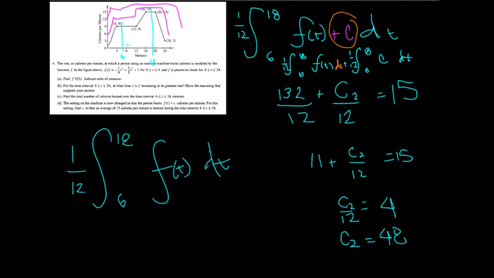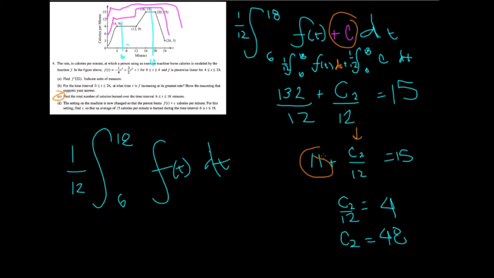So that's just to help us out, because we already know how many calories they burn from 6 to 18 minutes, which is 132 calories. We got this from question C. So 132 calories, and then divide it by 12 to get an average of 11. All right, great. So now we're taking this integral, so it ends up being c times 12 over 12.